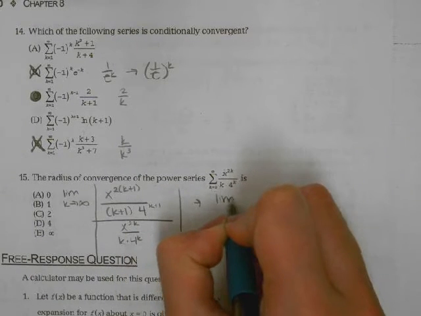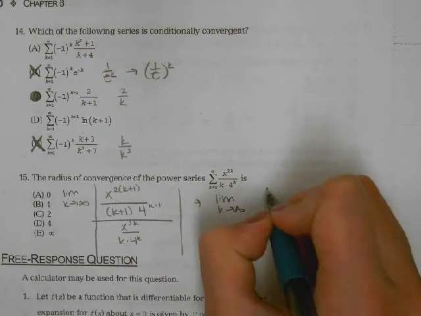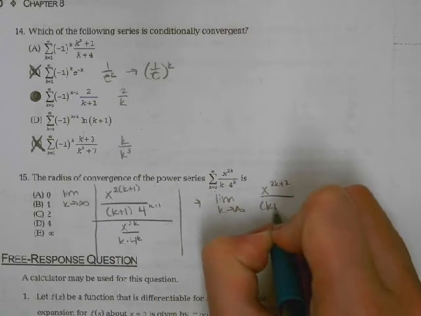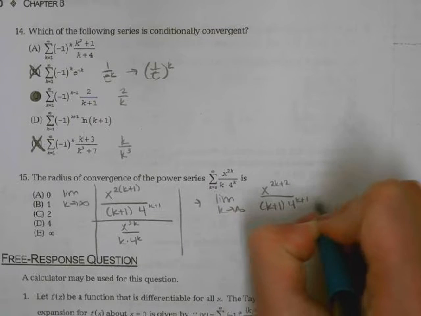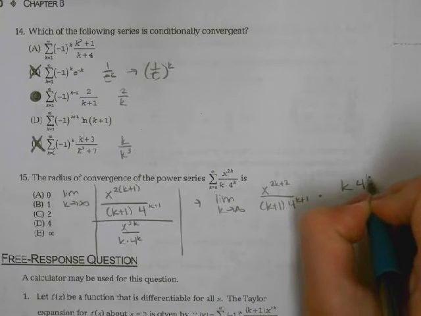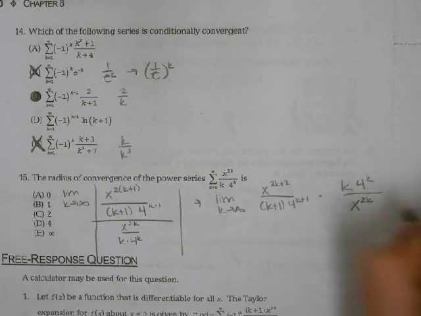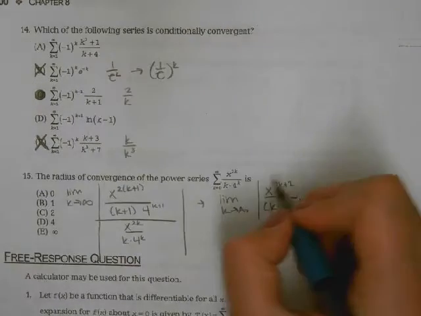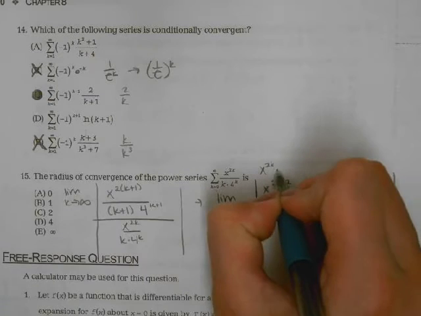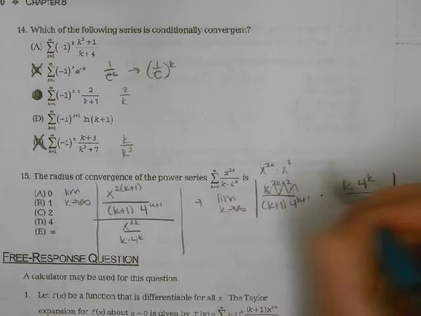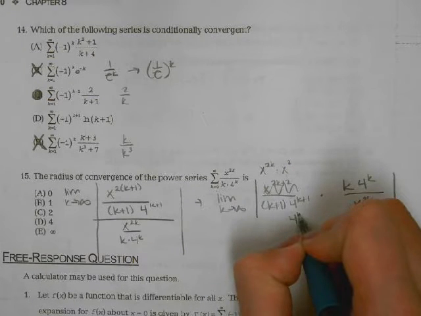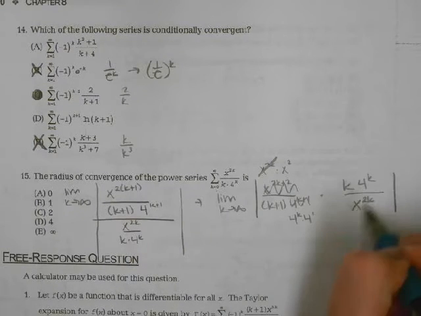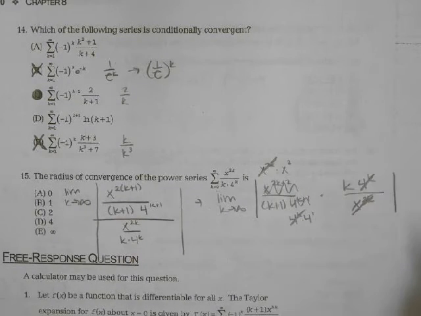And then we go ahead and take the bottom and flip it up. So that's x to the 2k plus 2, 4 to the k plus 1. Then I rewrote some of this so I could see what canceled. So this is x to the 2k times x to the 2. This is 4 to the k times 4 to the 1. And so x to the 2k canceled, 4 to the k canceled.